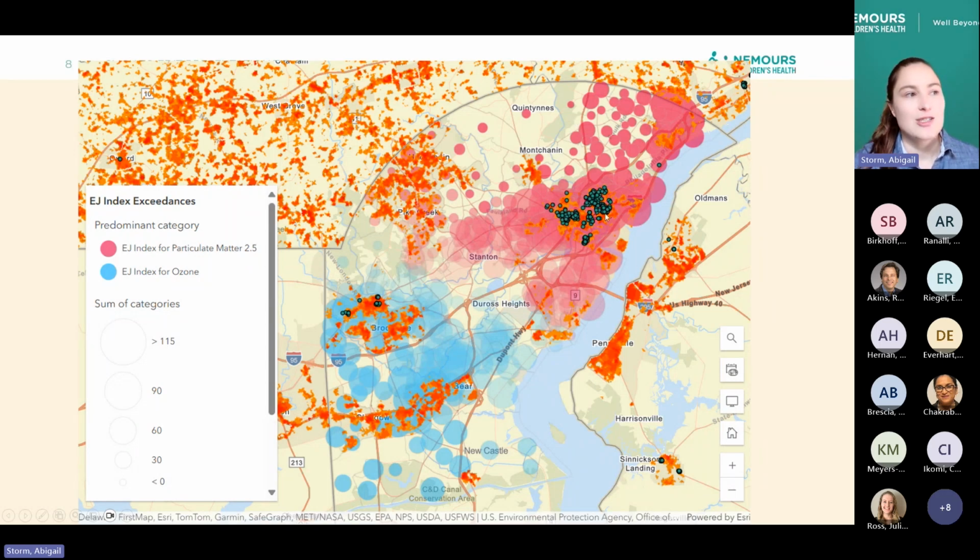Now this is showing you that around this area, yeah, PM 2.5 was above threshold within that census tract, that location. But the size of it indicates the frequency of days that were above that threshold. So this shows you here that there were a lot more days where PM 2.5 was higher within this area. And within Newark, for example, over here, ozone was a lot higher at a more frequent rate within that area.